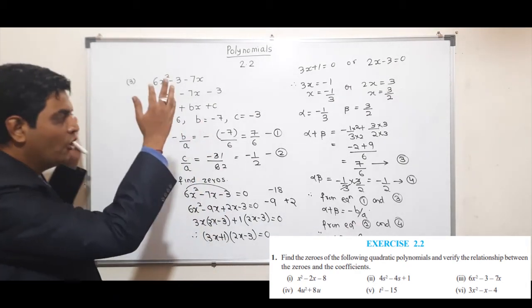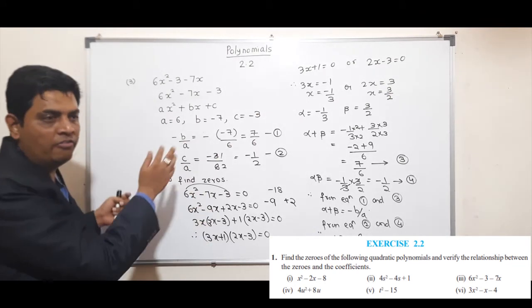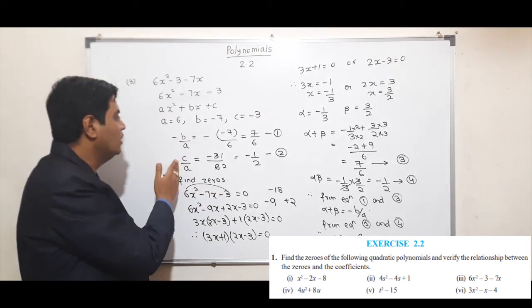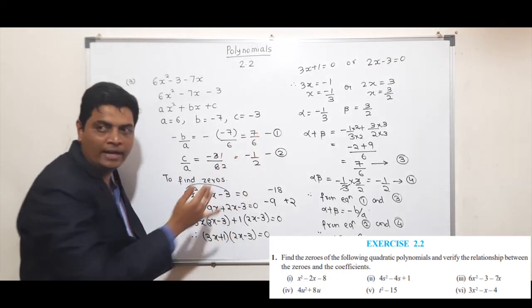Okay, so we will be following these steps only. We will first write the equation in the standard form. Find a, b and c. Find the value of minus b upon a. Find the value of c upon a. Write them as 1 and 2.